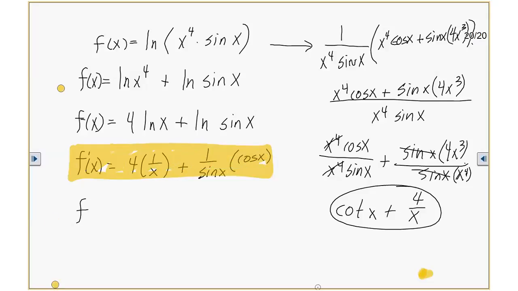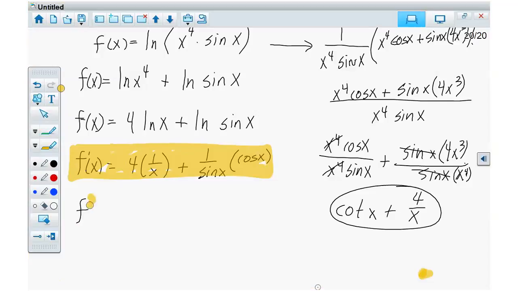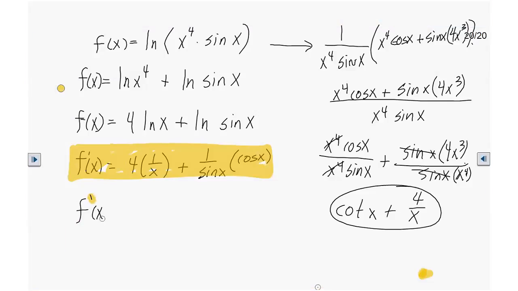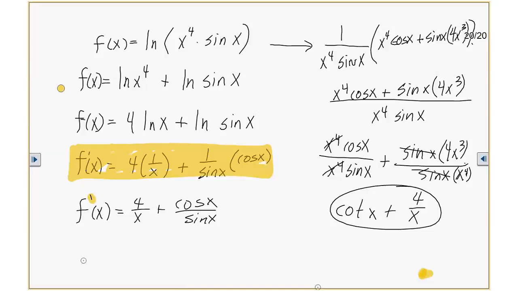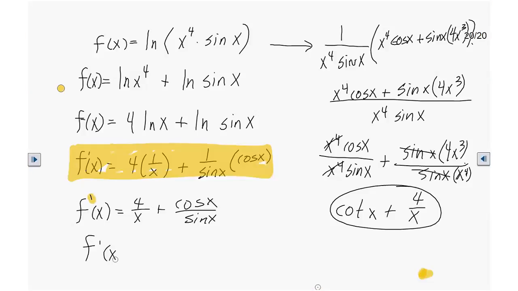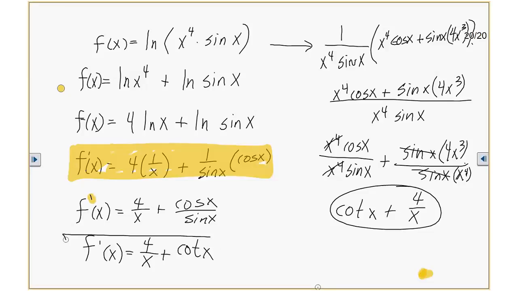There's your calculus. F prime of x is equal to 4 over x plus cosine x over sine of x, and f prime of x is equal to 4 over x plus cotangent. All this is manipulation. Manipulation of a problem to do it that way or do it this way.